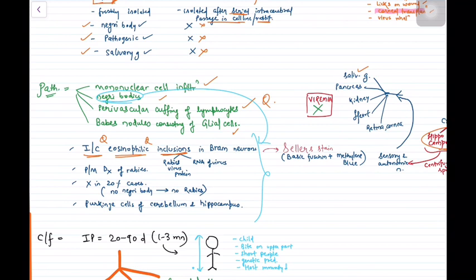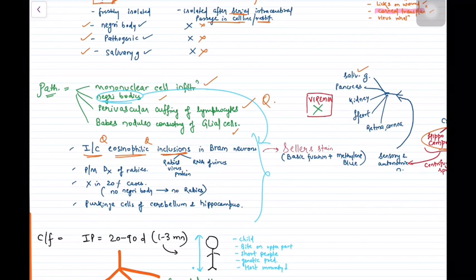Now it helps in the post-mortem diagnosis of rabies, because we have to cut open the brain and then take the biopsy and then visualize these bodies. So it is only for the post-mortem diagnosis of rabies.